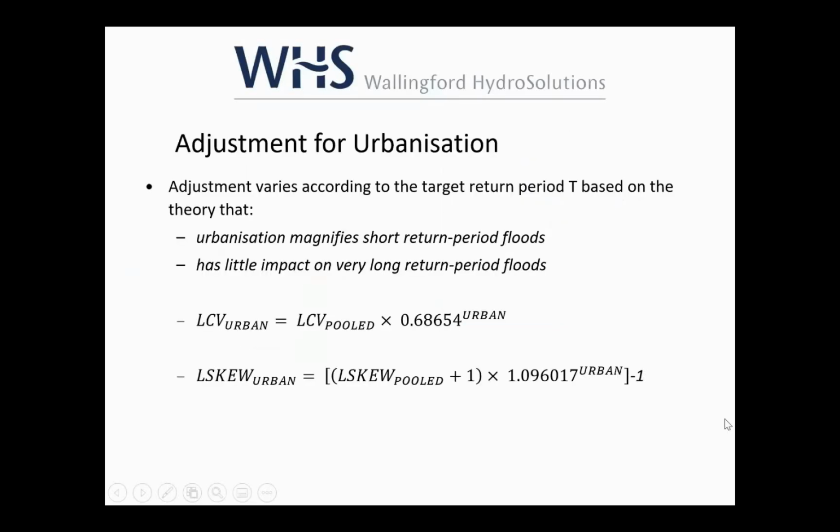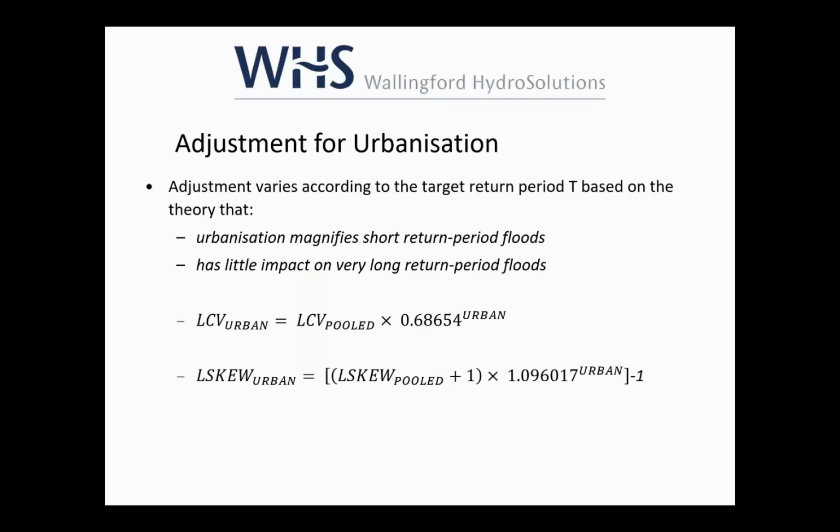Finally, adjustment for urbanization. Now, when adjusting for urbanization, it's important to consider what impact urbanization actually has on a growth curve. And really the impact it has varies according to the target return period you're considering. And this is based on the theory that urbanization will magnify short return period floods, but has little impact on very long return period floods.